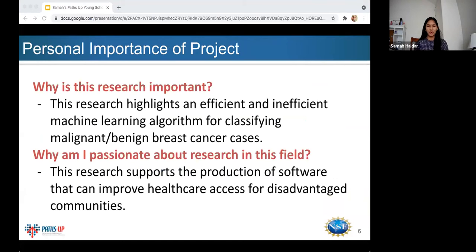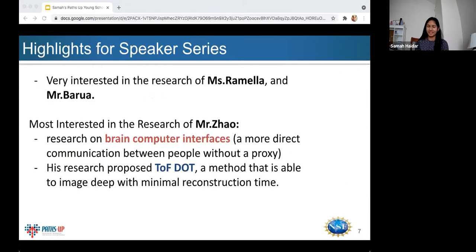Now, why is this research important? This research showed me that there is an efficient and less efficient model for classifying malignant and benign breast cancer cases. So for example, I found an efficient model was Gaussian mixture. An inefficient model was DBSCAN clustering. Now, I'm passionate about research in this field because this research supports the production of efficient software that can improve healthcare access for disadvantaged communities. I believe all people from all backgrounds should have access to adequate healthcare, and this takes a step in the right direction towards helping people have efficient access to good healthcare.